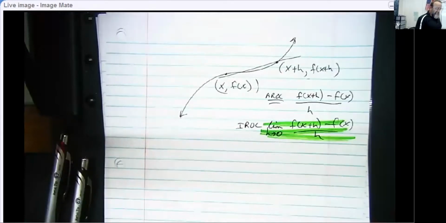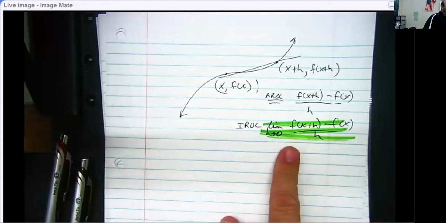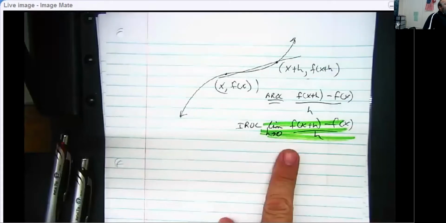That's the one that I need you guys to know really, really well. That is the formal definition. Now the difference, what does this tell me the slope of? Not just one point, all points.